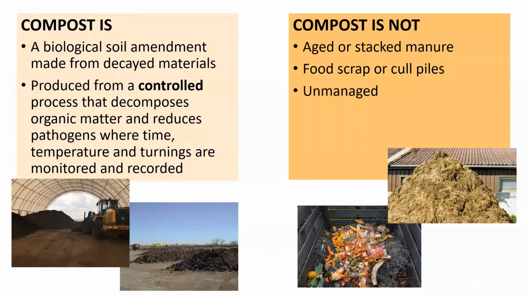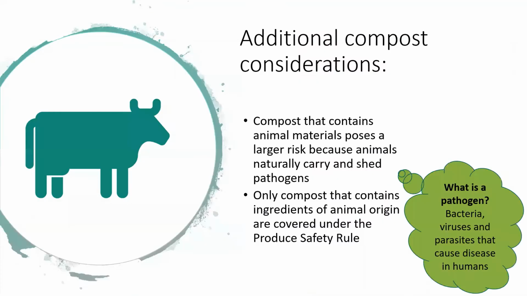Compost is a biological soil amendment from decayed materials. It's a controlled process, organic matter, reducing pathogens, based on time, temperature, and turnings, monitored and recorded. Compost is not, and some of you asked us in registration to differentiate this, someone who stacked up manure that's never been managed. A pile of something doesn't just miraculously become compost. There are certain criteria for that, and it's not food scraps, coal piles, it's not unmanaged.